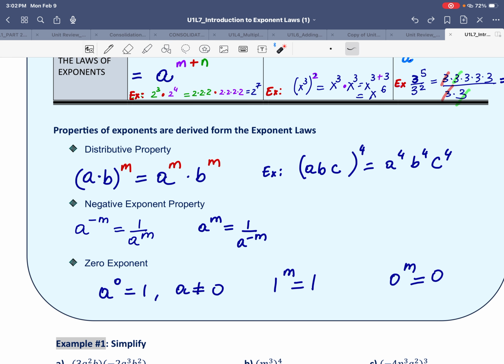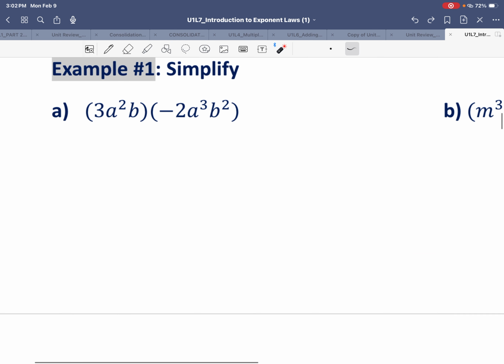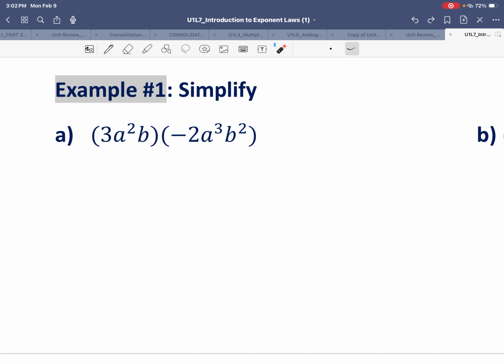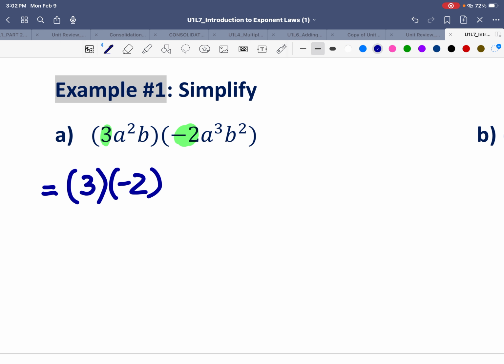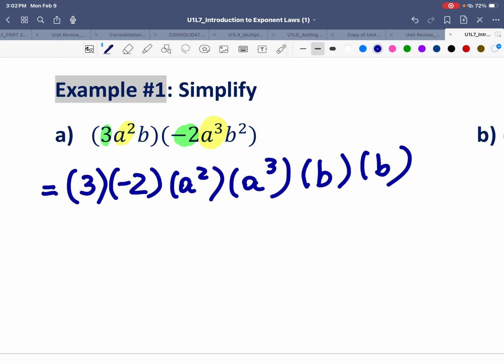Now, let's take a look at some examples. What we have here is 3a squared b times negative 2a cubed b squared. We'll multiply the coefficients together. I'm going to show the long way in our first example, and obviously, we want to cut the ways a little bit shorter. We have a squared here and a cubed here, so we're going to bring them closer to each other so we can see the terms when we simplify. And then we have the b's as well.